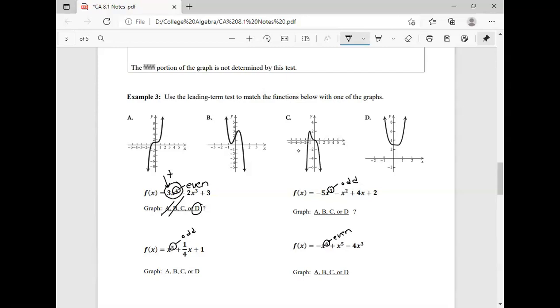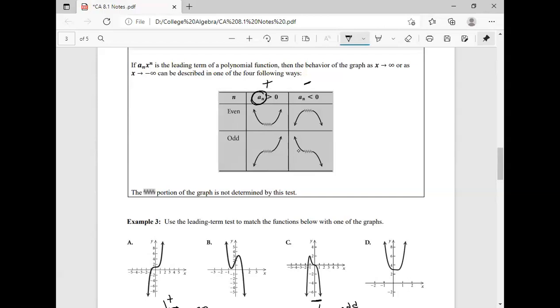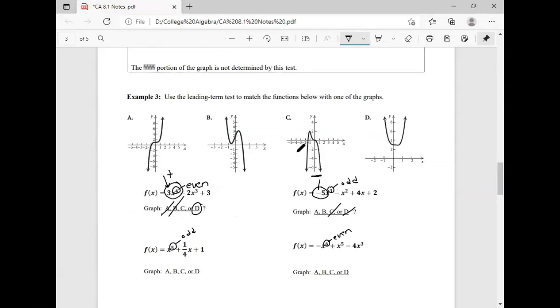Okay, this second one is an odd function, which means that the tails are going to be facing opposite directions. So it can't be C or D because those are both facing the same direction. Then I'm going to look at my leading coefficient, and my leading coefficient is negative. You go up here and eyeball what happens to an odd that is negative. It starts up high, and then it kind of decreases. So which one is that? Got to be B. Starts big, and then it kind of gets smaller.